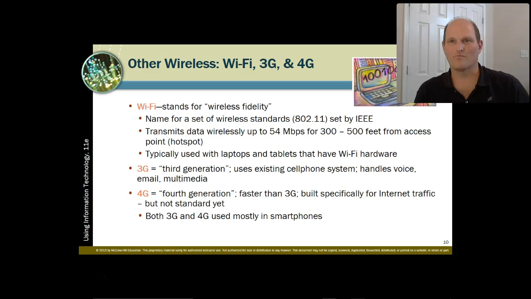I think we're going to go over them either in this lecture or in the next one. But 54 megabits per second is pretty standard. Sometimes it can go all the way up to 300 depending on which generation of wireless standards you're looking at and using.